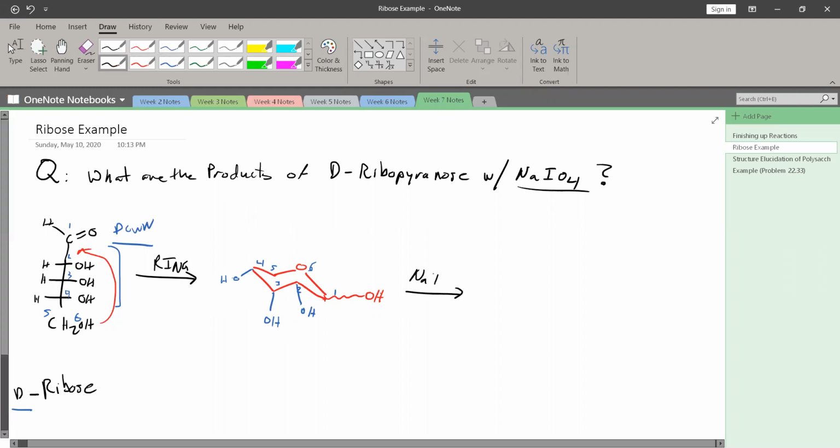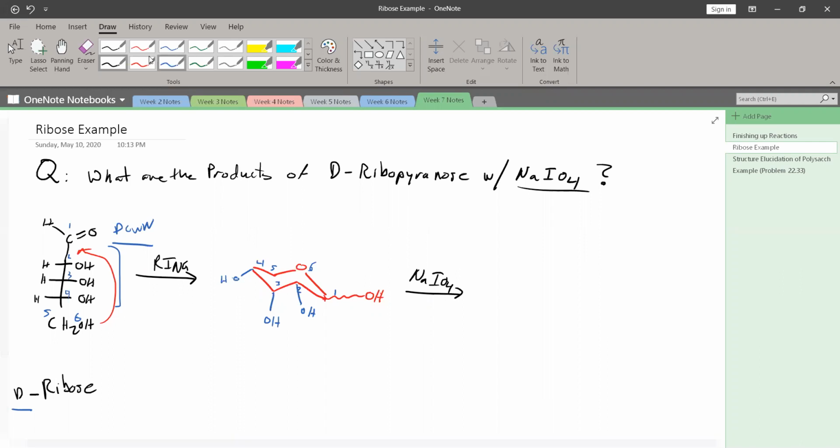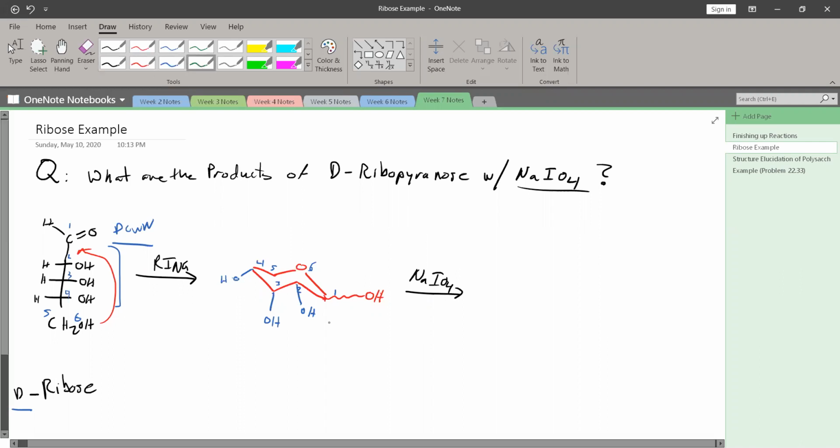Okay, now let's figure out what our products would be if we react this with sodium periodate. Well, if we take sodium periodate, we would have to cut all of the bonds between all of the C-OHs that are cis to each other. Now, this looks kind of weird because these are both cis to each other, but these are also both cis to each other. And so the thing about sodium periodate is, well, it doesn't choose, it actually does both in either case. And so how can we visualize that?